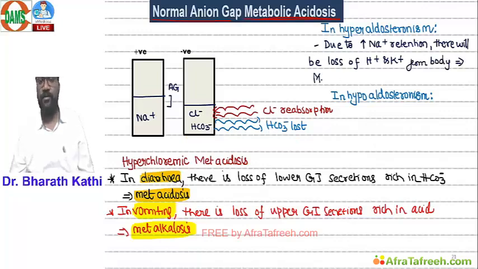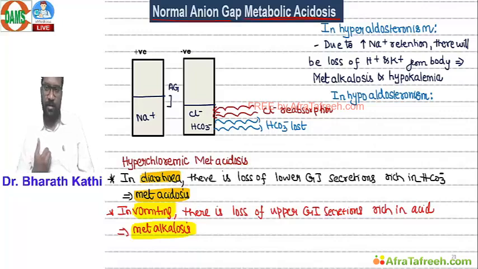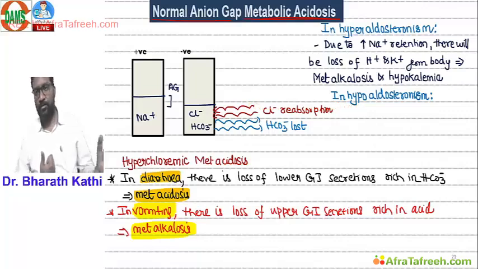Loss of H plus is metabolic alkalosis. H plus is an acid, it is lost, metabolic alkalosis. And K plus is also lost, hypokalemia. Now in hypoaldosteronism, opposite. Aldosterone is not functioning, so sodium will not come inside. If sodium is not coming inside, what will not go out from your body? H plus and K plus.